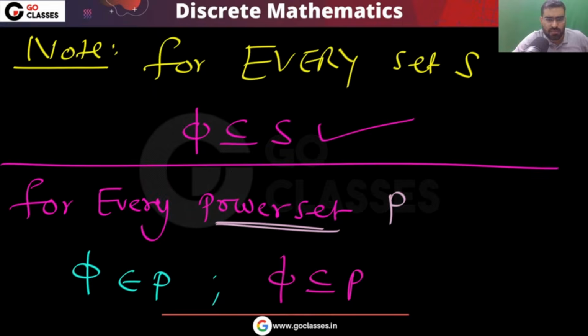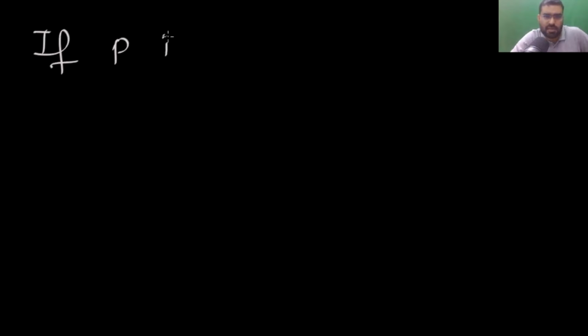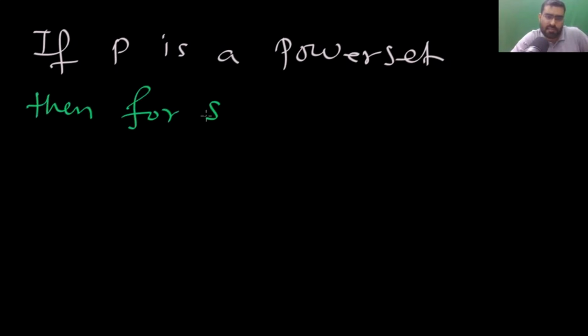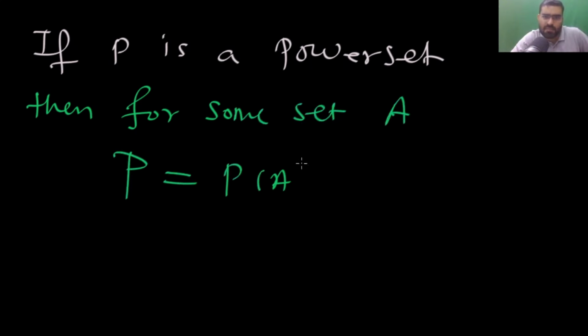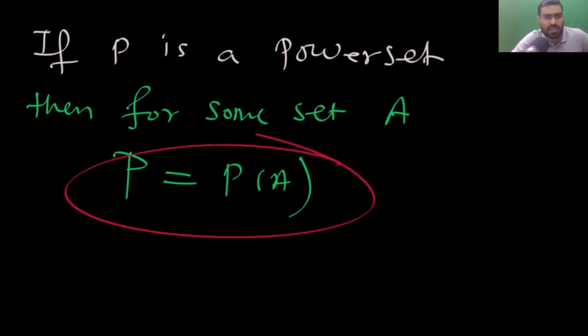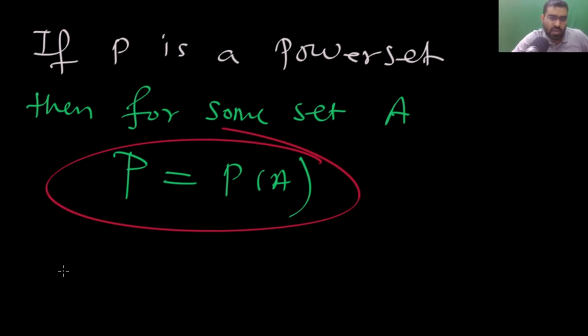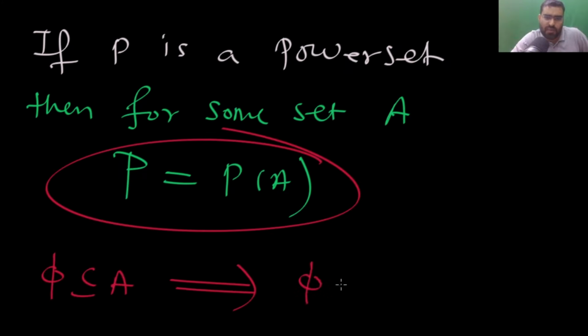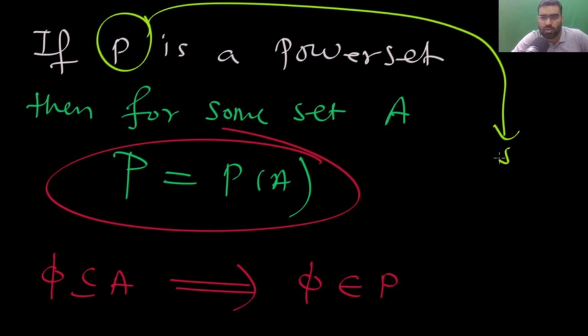If this P is a power set, then it is a power set of some set, right? For some set A, P is equal to PA. Now you can easily see that phi is a subset of A, so it automatically means phi will belong to P. This P itself is a set, so phi will be a subset of P.